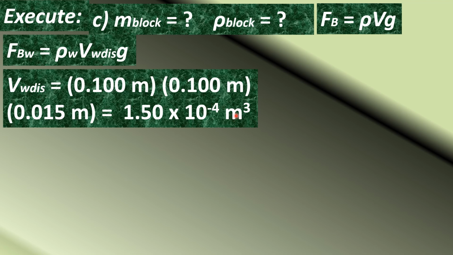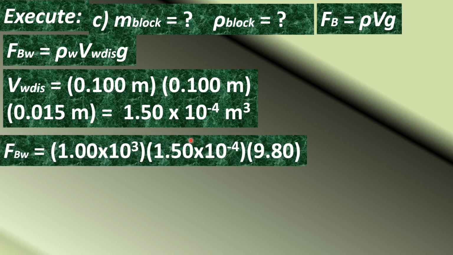All right, so with that volume of water displaced, we can proceed now in computing for the buoyant force exerted by water. So that's just equal to the product of the density of water, 1.00 times 10 to the third kilogram per meter cube, multiplied by this amount of the volume of water displaced, 1.50 times 10 to the negative 4 meter cube, and acceleration due to gravity, 9.80 meters per second squared. So doing our math, we will get the value of the buoyant force exerted by water equal to 1.47 Newton.